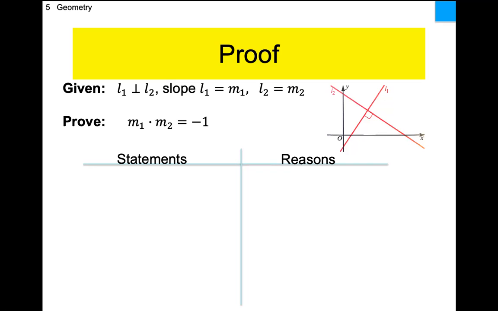All right, so let's see what we have to prove here. We have 2 perpendicular lines. Remember that by definition, that means they form right angles. We've got the slope of line 1, which we're going to call M1, and the slope of line 2, which we're going to call M2.